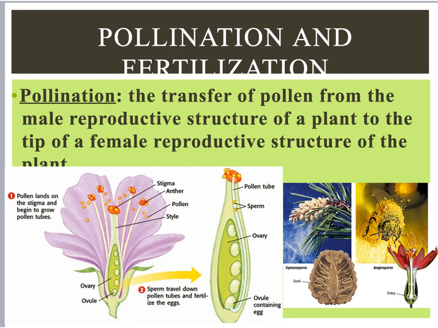In flowering plants, reproduction involves pollination and fertilization. We talked a lot about this yesterday. This is just a recap. Pollination is when the pollen from the anther is transferred to the stigma of the pistil, the female part of the flower. This can happen through wind pollination, which is often the case in gymnosperms. It can also happen with pollinators, as we talked about yesterday, with bees and other organisms that are pollinators.